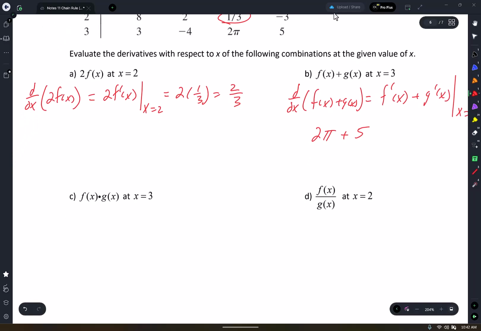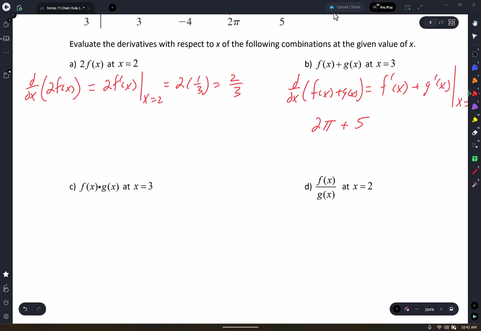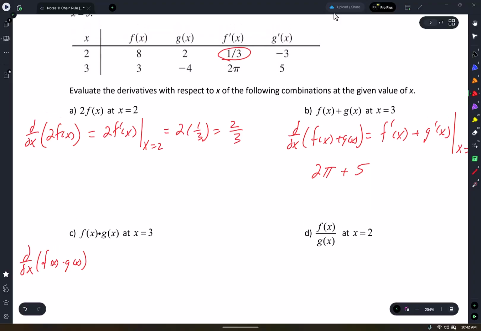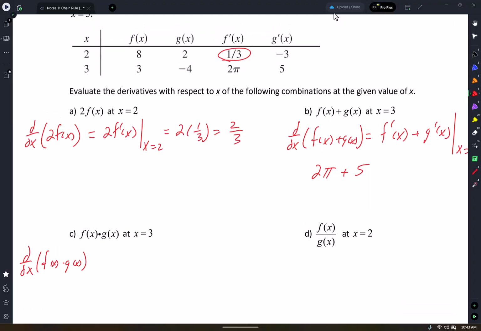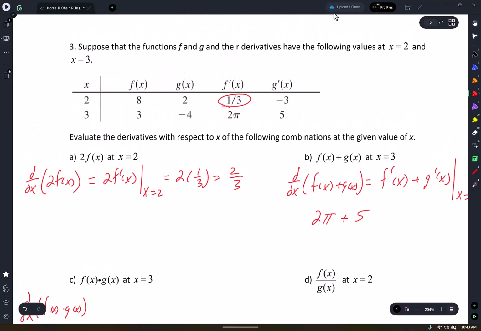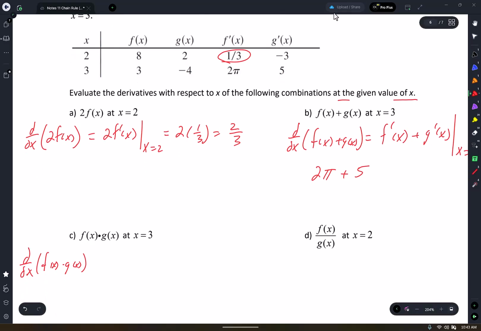What rule do I need for letter C? Product. Look, it's being multiplied. Yeah, we're taking derivatives. That's a dot that's being multiplied. I guess I should have read the instructions right. Suppose that the functions f and g and their derivatives have the following values at x equals 2 and 3. Evaluate the derivatives with respect to x of the following combinations at the given value of x. So we're taking derivatives here.